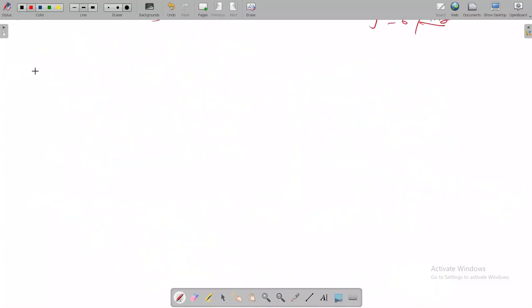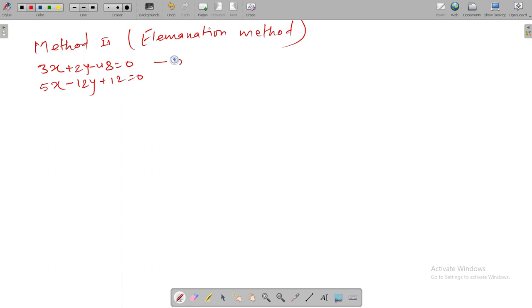Now, the second method we call the elimination method. Here the question is again the same. This is equation first and this is equation second. Elimination method means we are going to eliminate one term, either the x term or the y term. To solve through this elimination method, the coefficient of x or the coefficient of y should be equal. For example, here the coefficient of x is 3, and the coefficient of x in the second equation is 5. Both are not equal. If they are not equal, then we have to make them equal.